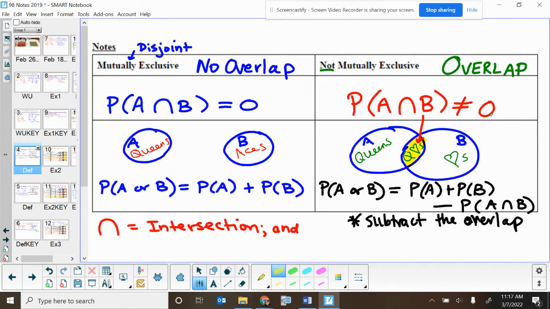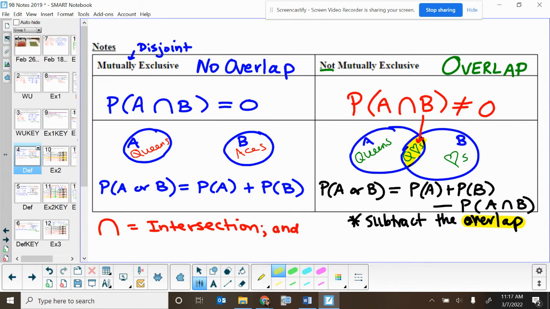So the overlap is no longer zero. It is something that I have to take away, because if I'm counting all the queens, that includes the queen of hearts. And then if I'm also counting all of the hearts, that includes the queen of hearts. So now this card has been counted twice. So I have to take it away. I'm subtracting the overlap, which is the highlighted part.